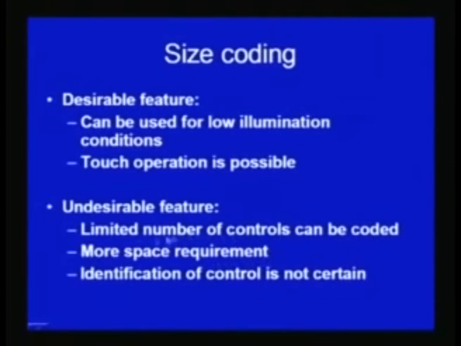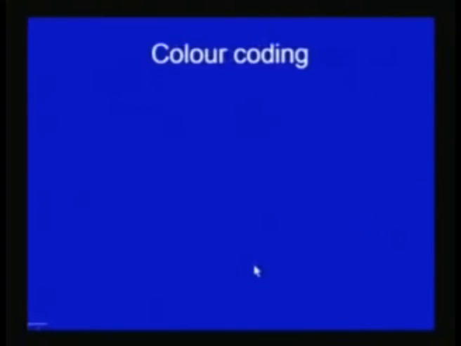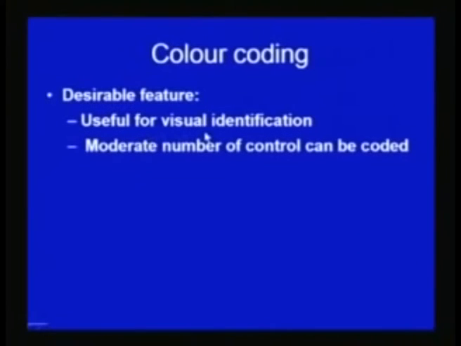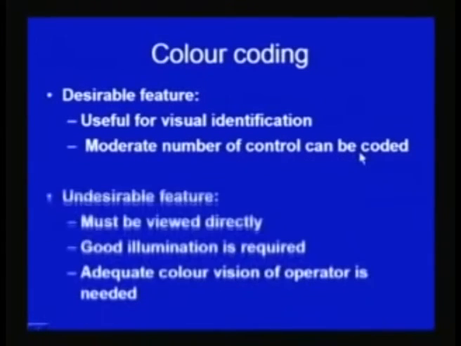More space is required in size coding for coding the controls, and identification of the control is also not certain in size coding, especially when gloves are used. Color coding is useful for visual identification, and a moderate number of controls can be coded by this method, but it is necessary that the codes are viewed directly, good illumination conditions are there, and adequate color vision of the operator is also needed for successful use of color coding.